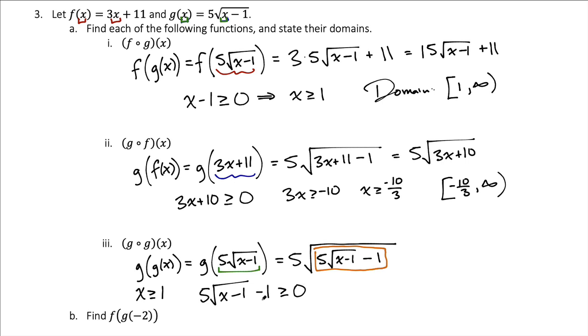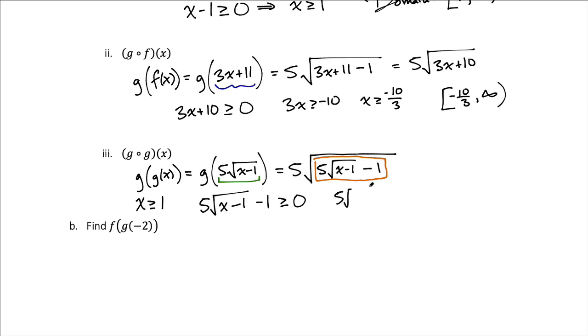And, well, now if we add 1 to both sides, then we get 5 root x minus 1 is greater than or equal to 1. Divide both sides by 5, we get root x minus 1 greater than or equal to 1/5. Well, now we can square this and get x minus 1 has to be greater than or equal to 1/5 squared, which is 1 over 25. And then finally adding 1 to both sides, we get x actually has to be greater than or equal to 26 over 25. That's just getting our common denominator there.